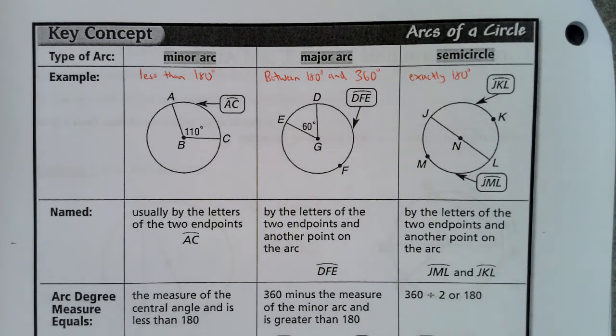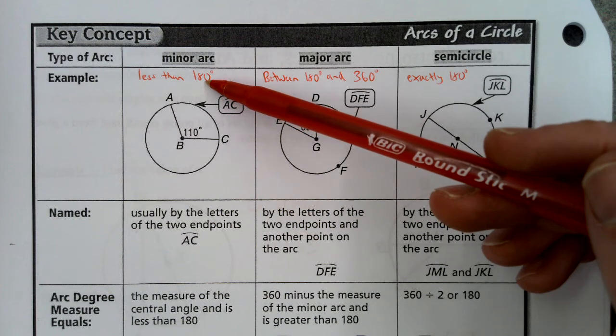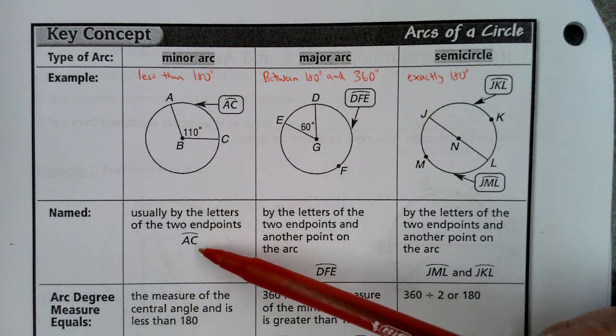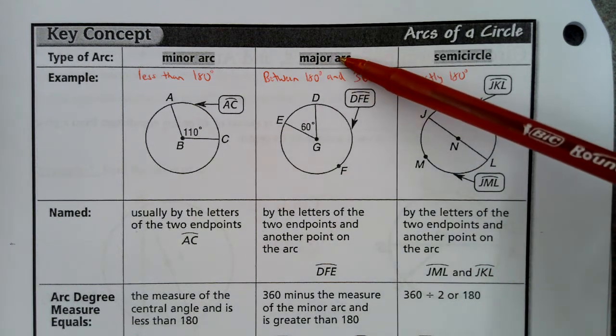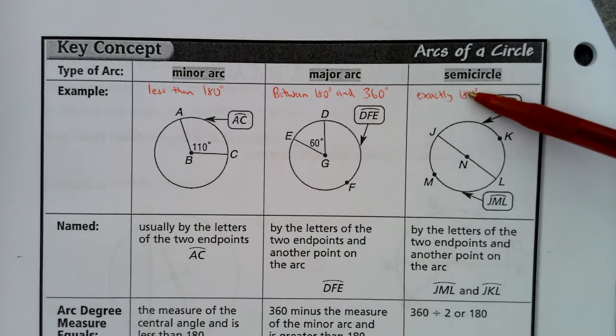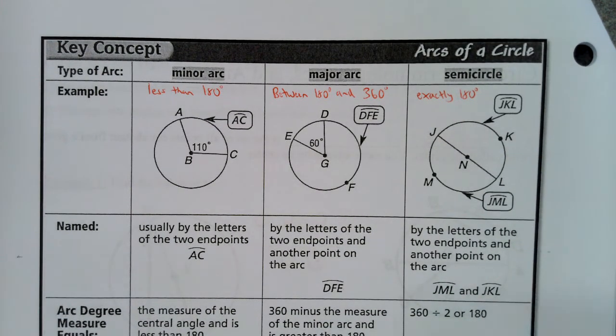Okay, so a quick recap. Minor arcs, less than 180. You usually use two letters when you name those, but you don't have to use two. You could use more than two. Major arcs are between 180 and 360. You use three letters for those. And semicircles are exactly 180 degrees. You use three letters for those as well.